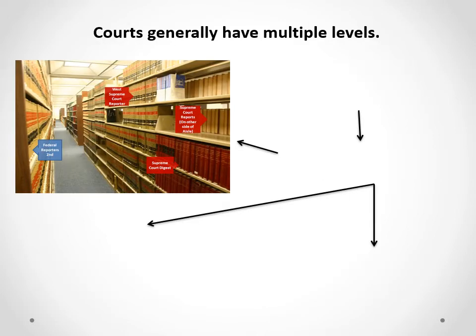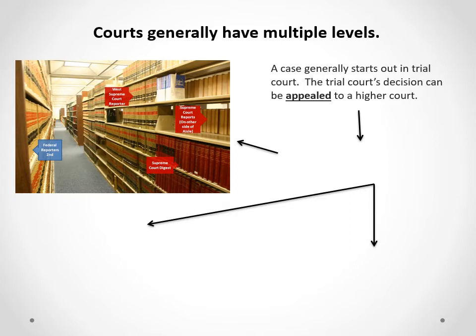Okay, there is a hierarchy of courts to promote stability. So the judges can't just apply the law however they want to, all right? So the idea is that we want uniformity, we want stability in how the laws are applied. We don't want people running around trying to get a judge who's gonna do them special favors in application of the law. So for this reason, there's rules, there's a hierarchy, and courts generally have multiple levels.